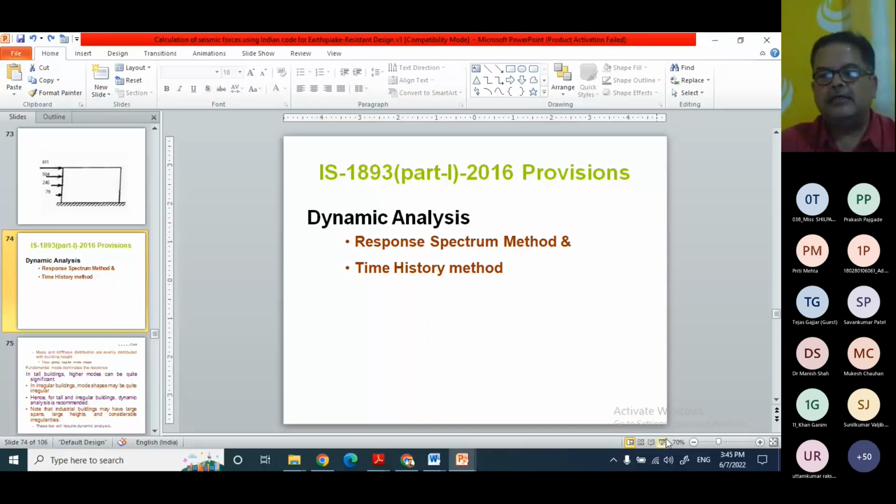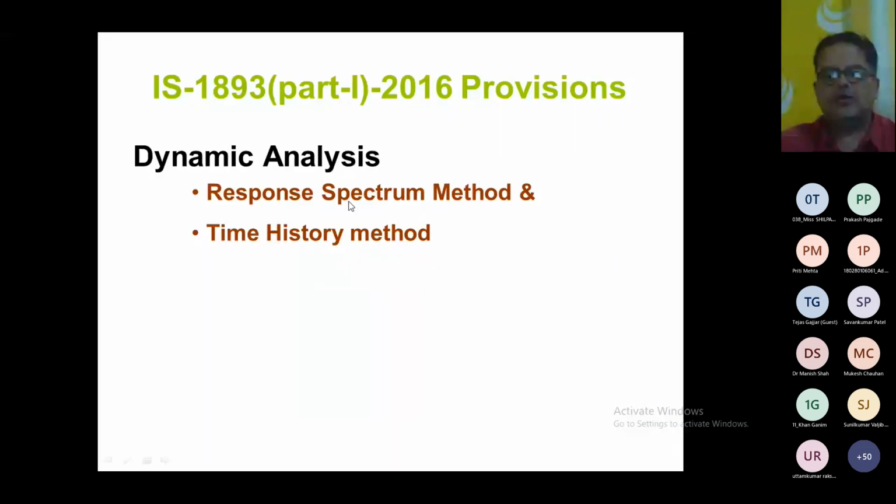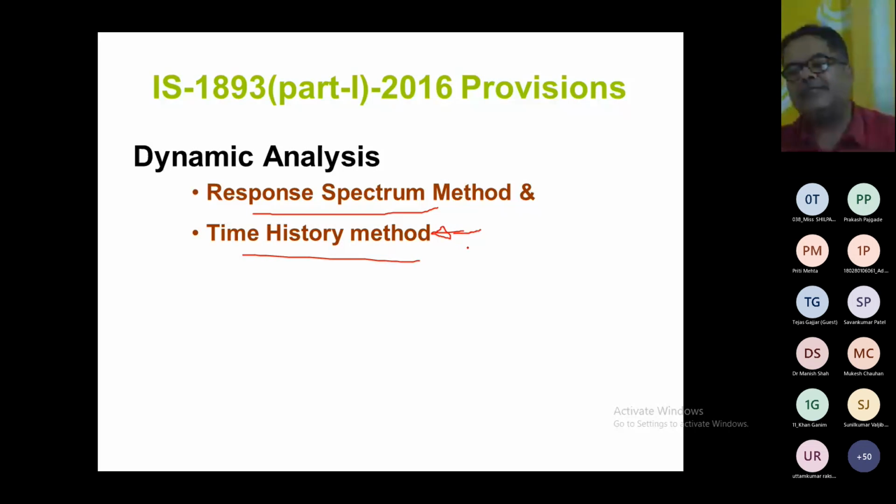Now we go to the second part, that is the dynamic analysis, right? As far as the code is concerned, the code has suggested two things: the response spectrum method and the time history method, right? In the time history method, we apply the real time history of the earthquake, which is acceleration versus time. And the response spectrum, as we have earlier discussed, is for a multi-degree of freedom system, and we have different modes, right? And we are applying those modes here.